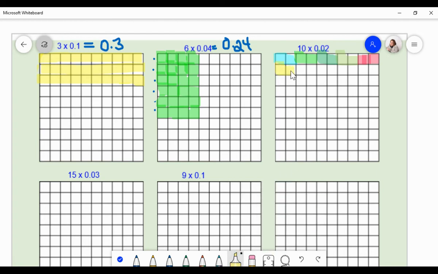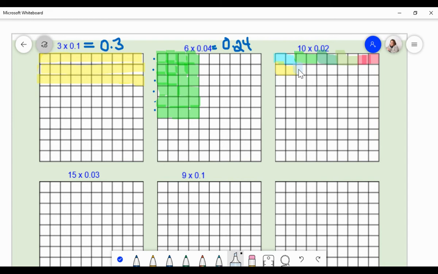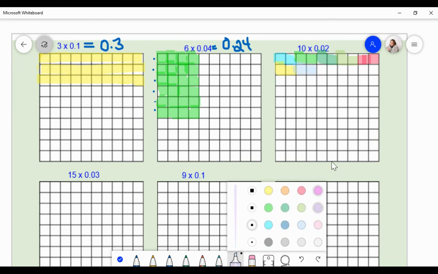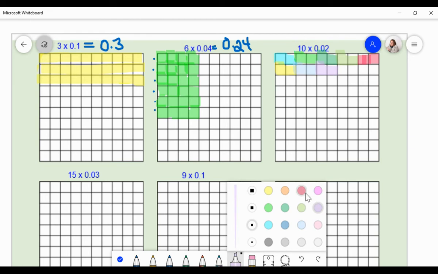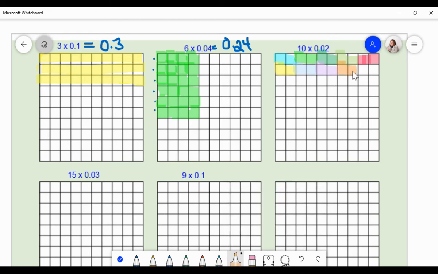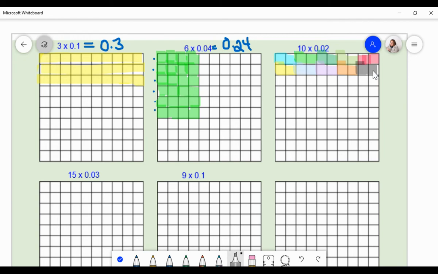This is six groups of the 200s, seven groups of the 200s, eight groups of 200s, nine groups of the 200s, and 10 groups of the 200s.